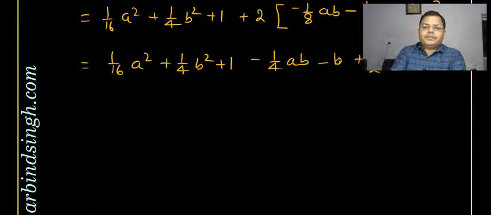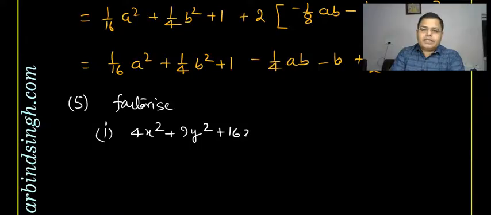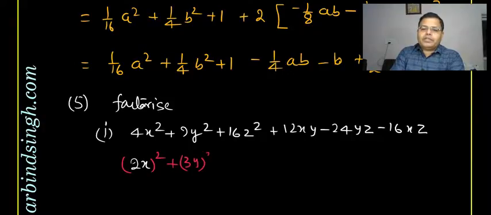Now, next question I am looking for here, that is question number 5. In this question, it is given to factorize. The first part of the question is here: 4x square plus 9y square plus 16z square plus 12xy minus 24yz minus 16xz. That is clearly, you can see here, in the pattern of 2x plus 3y minus 4z whole square.